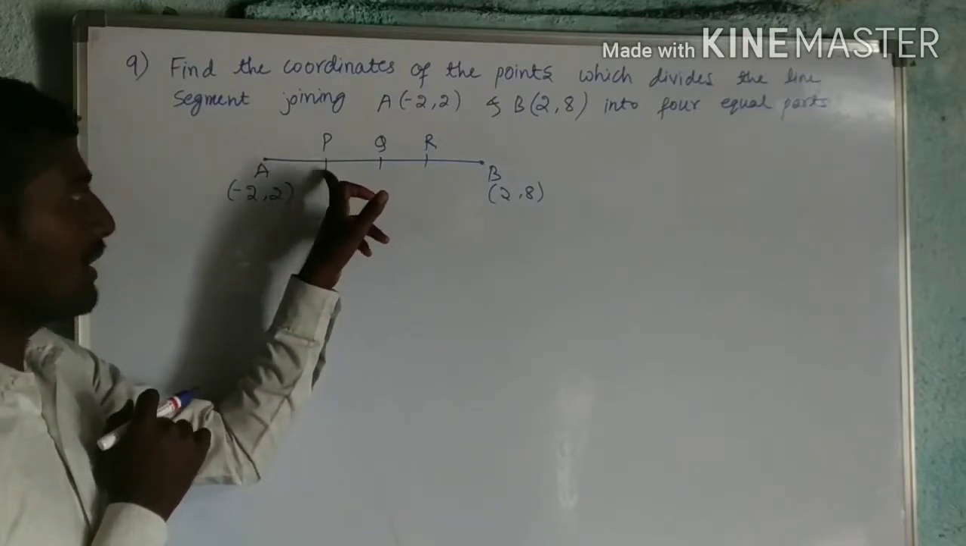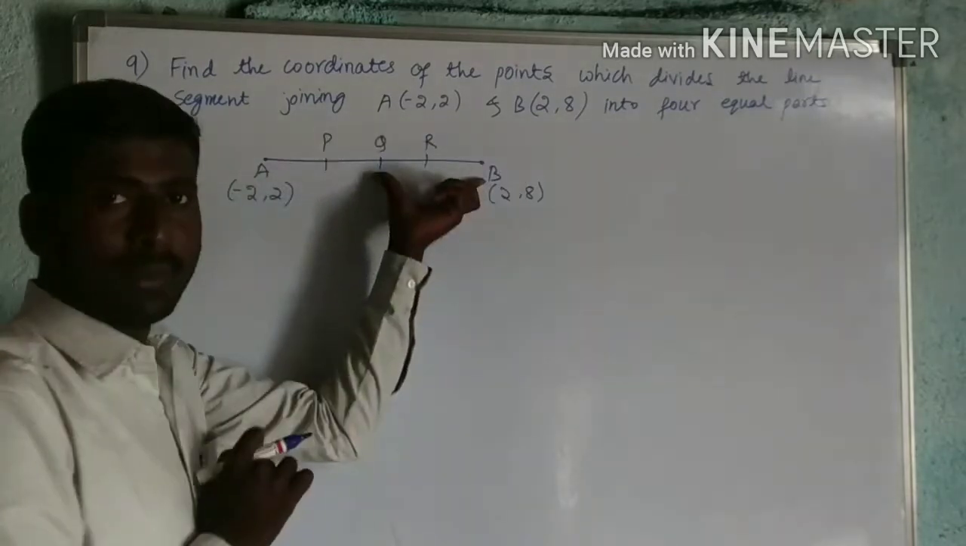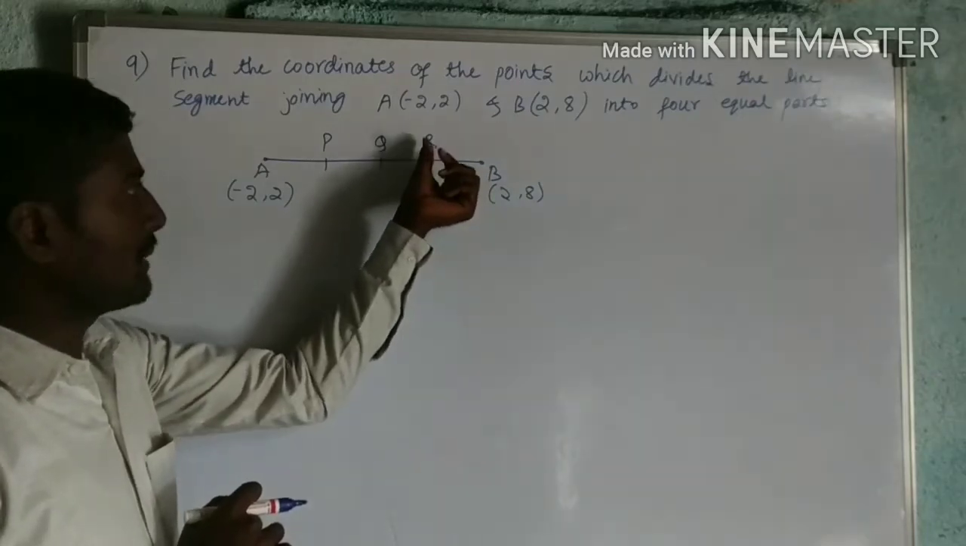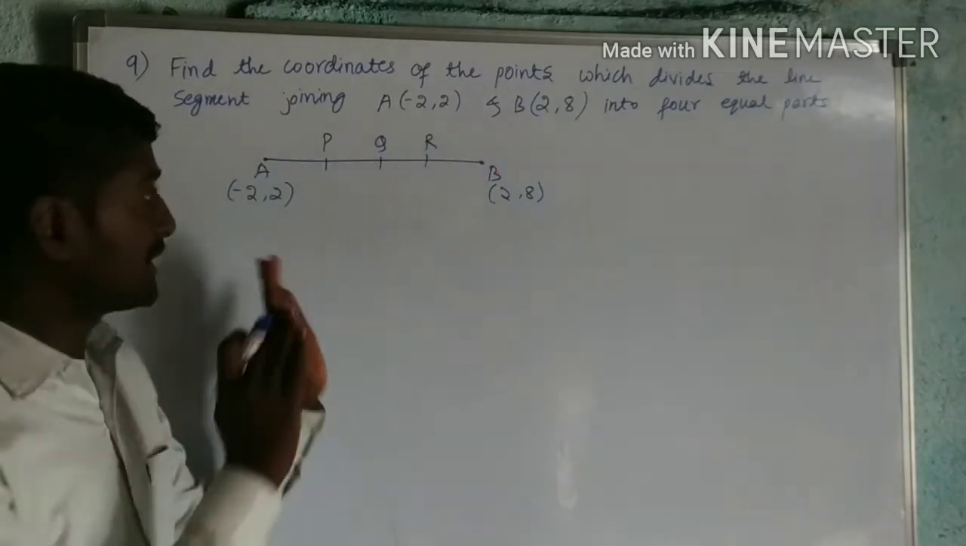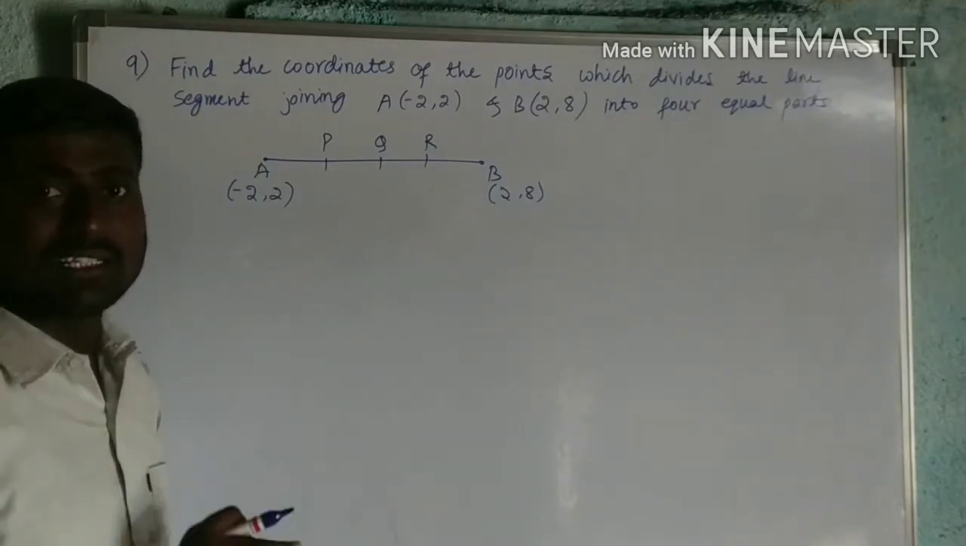Okay, point P got, Q got, then R. So R is the midpoint of QB. For the point R, apply the midpoint formula, you get the point R. Okay, this is one method. Another method, you can also solve by applying the section formula.